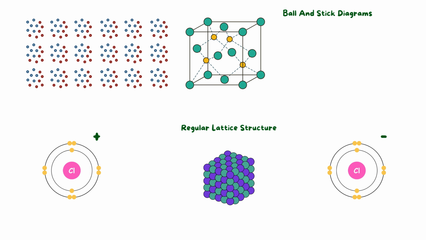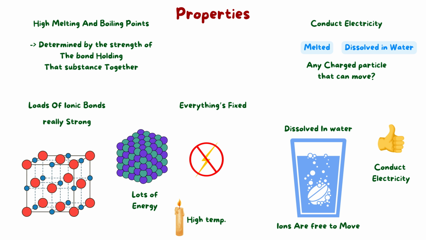Now, let us look at the physical properties of ionic compounds. One key property is that ionic compounds have extremely high melting and boiling points. Another important property is that they can conduct electricity, but only under certain conditions, such as when they are in a molten state or dissolved in water.